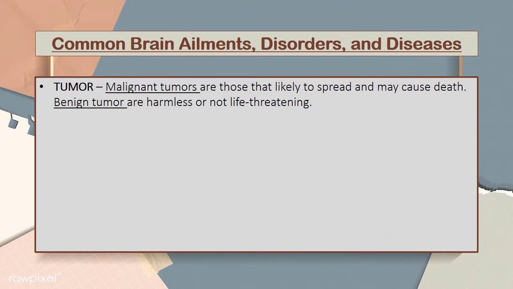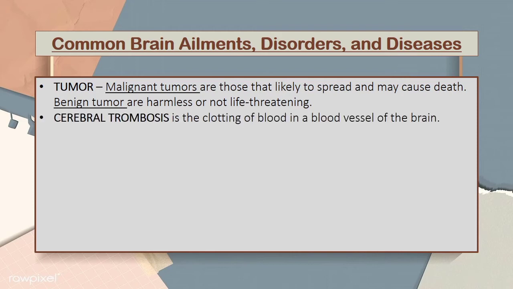Tumor: malignant tumors and benign tumors. Malignant tumors are those that are likely to spread and may cause death, while benign tumors are harmless or not life-threatening. Cerebral thrombosis is a clotting of blood in a blood vessel of the brain.